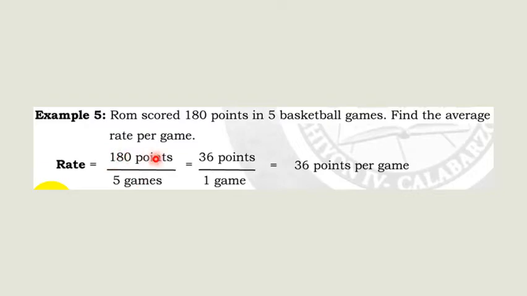So, kung 180 points sa 5 games, ito po ay lowest term natin, pwede siyang i-divide sa 5. So, 180 divided by 5 is 36. 5 divided by 5 is 1. Kasi hinahanap natin dito is ang average kada isang game, kaya siya dinivide din sa 5. Kasi, 5 games siya, ilan ang score niya kada isang game? So, ang average score niya is 36 points per game.